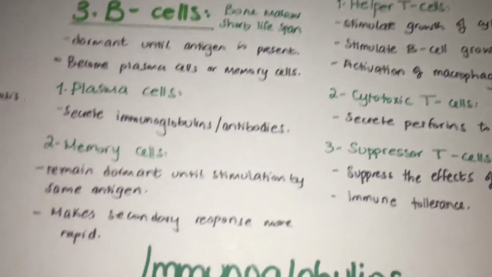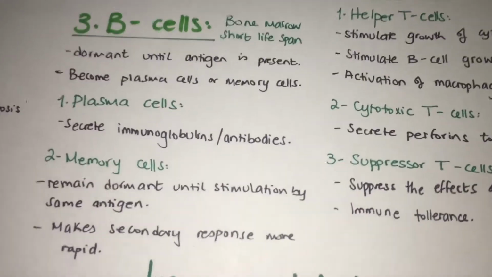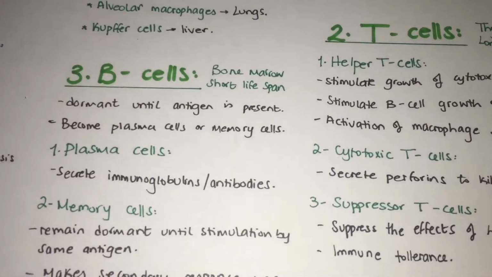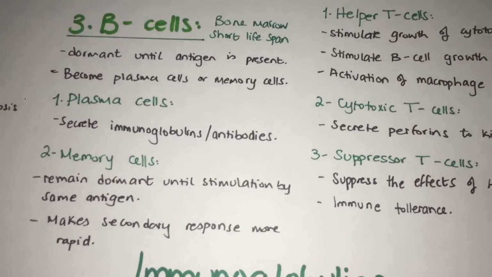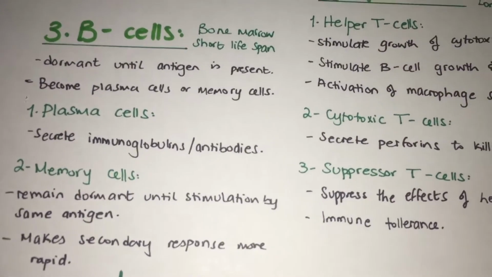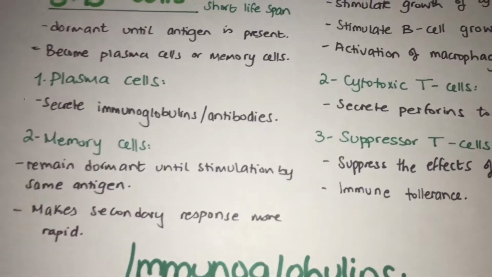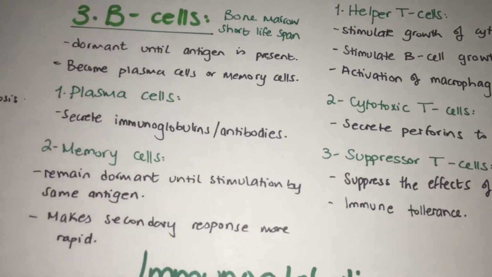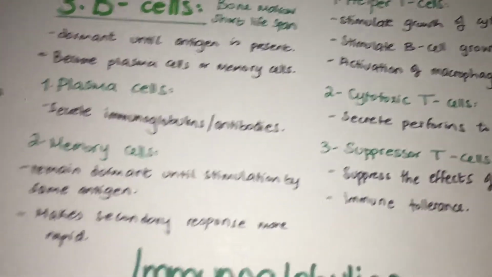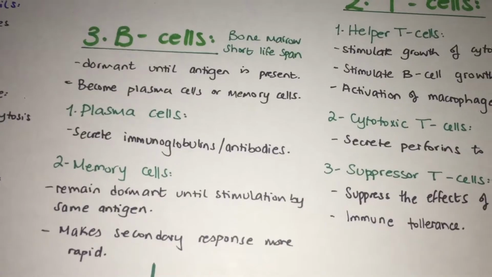What we mean by secondary response is that if you get the same disease another time, the body uses the memory that's available to reduce the time of response, or the time it takes for you to get this disease. That's very important when it comes to vaccinations, for example.